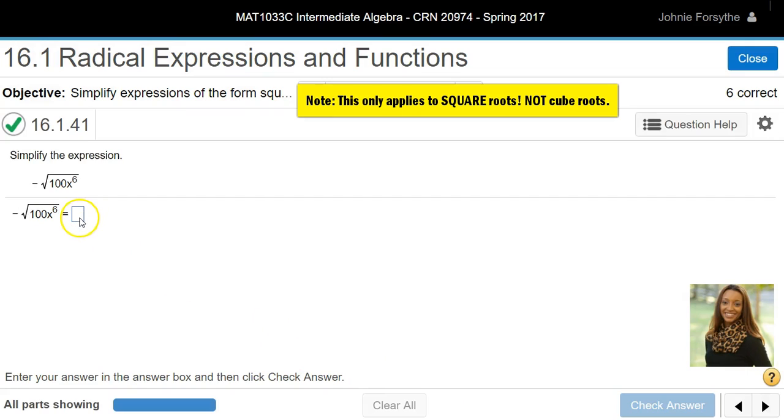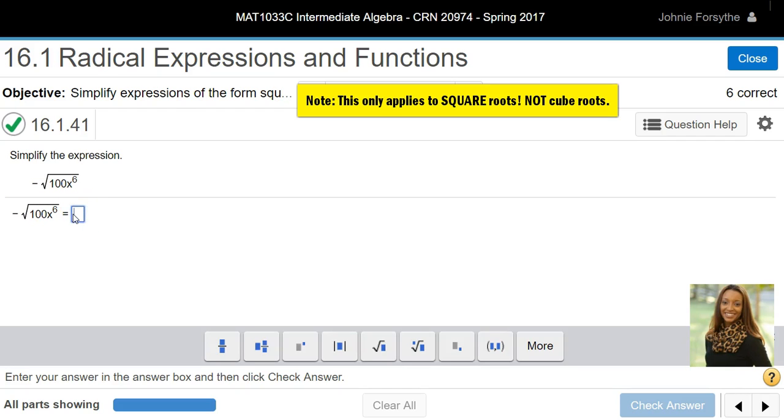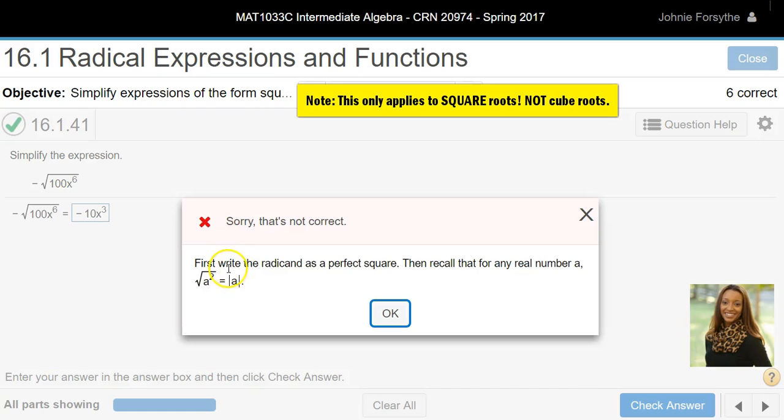Now, here it's super important that you have absolute value. So you would do what's underneath the square root first. So that's going to be the square root of 100 is 10, and the square root of x to the 6th is x to the 3rd. But then you have this negative on the outside. So you're going to have negative, and you want to be sure and put that square root simplified expression in absolute value. Because if we don't do that, if we say negative times 10x to the 3rd, it's going to tell you that it's wrong.